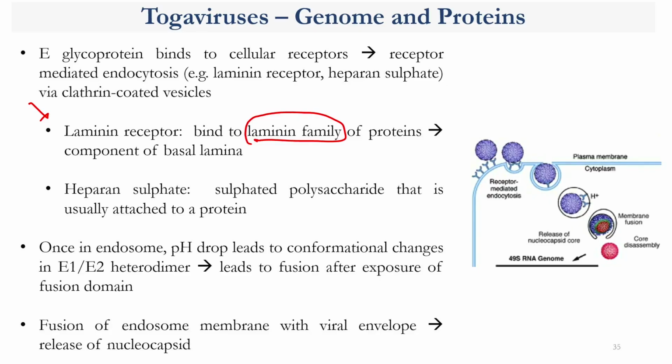To attach to things like extracellular matrix, okay? Then you also have heparan sulfate, which is a sulfated polysaccharide, and again, usually it's attached to a protein. So these two act as receptors such that once the receptors get activated, you're going to carry out receptor-mediated endocytosis through clathrin-coated vesicles, okay? So here's your virus particle binding to the receptors.